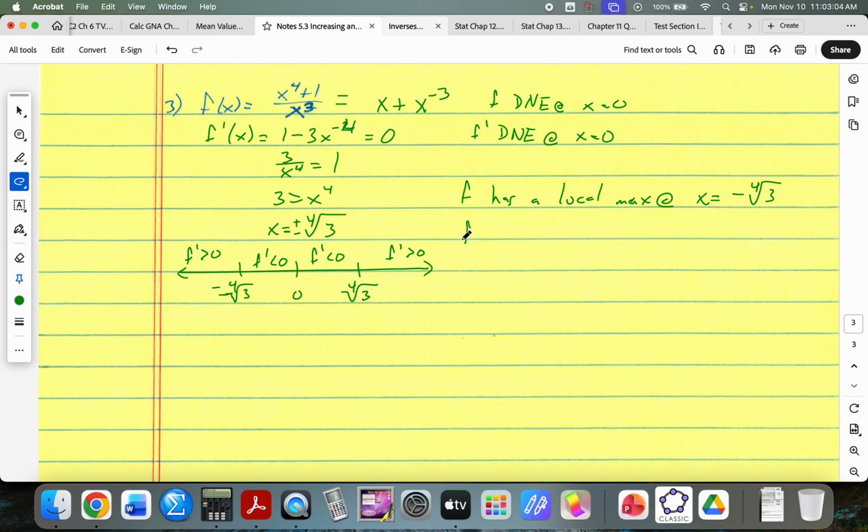If they're facing in, it's a local min. If they're facing out, it's a local max. It's too bad it doesn't rhyme. Yeah. Well, if I remember one, then I'll know the other one's just opposite. All right, and then f will have a local min at x equals positive 4th root of 3.